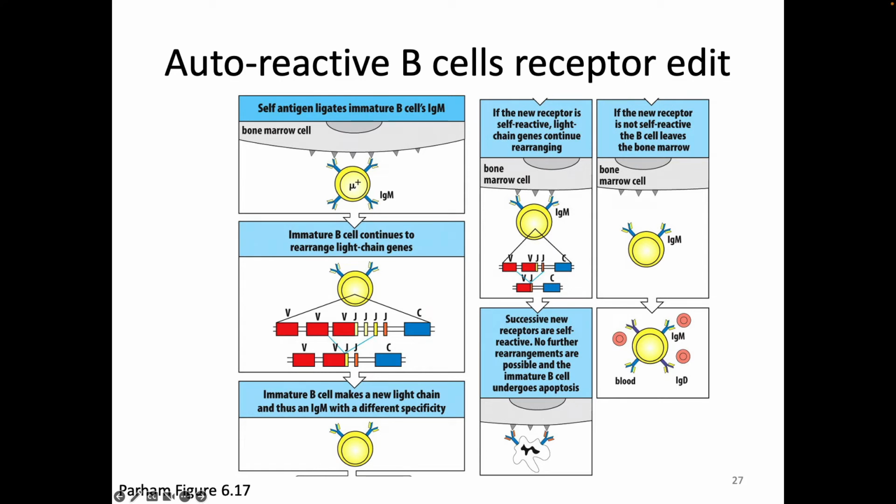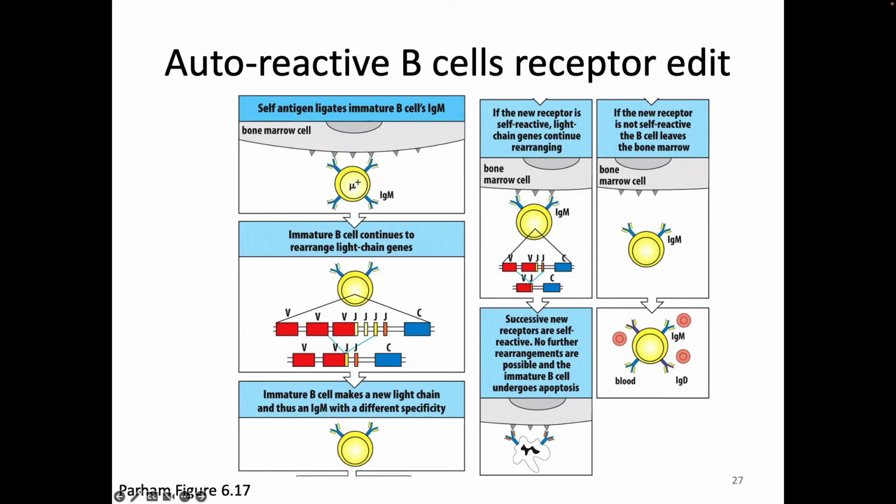Here is my autoreactive cell. It has the blue heavy chain. It has this kind of whitish light chain. And that came from using, I guess, V3 and J1. We don't really know if there were other ones in between, but we'll say it's V3 and J1. And this B cell can be like, okay, self-reactive, let's try again. And now it can use V2 and J3. So it ditches this VJ join that it made and uses these outside ones.